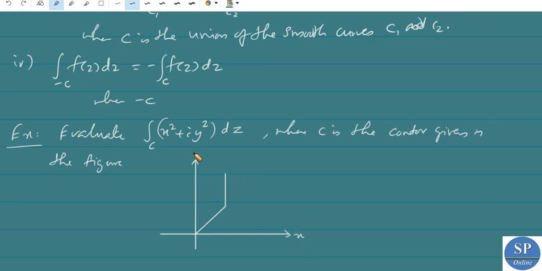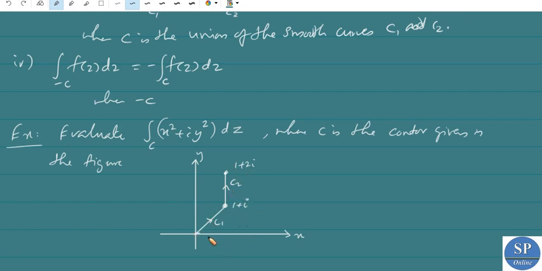This is the real axis and this is the imaginary axis. This is the point 1 plus i. This line is C1 and this line is C2. This is the point 1 plus 2i, this is the origin. So this is C. C is the union of C1 and C2.